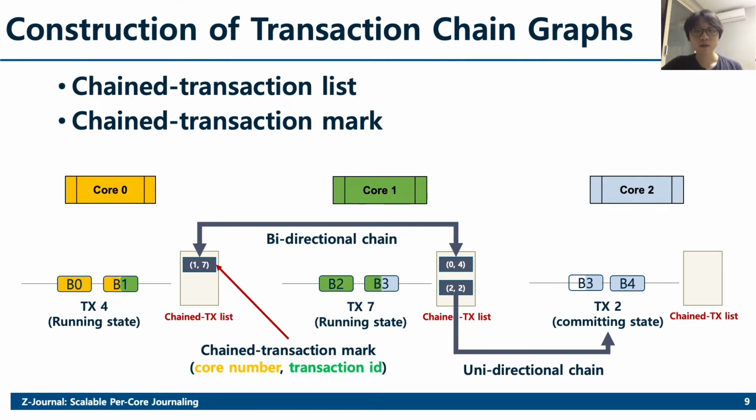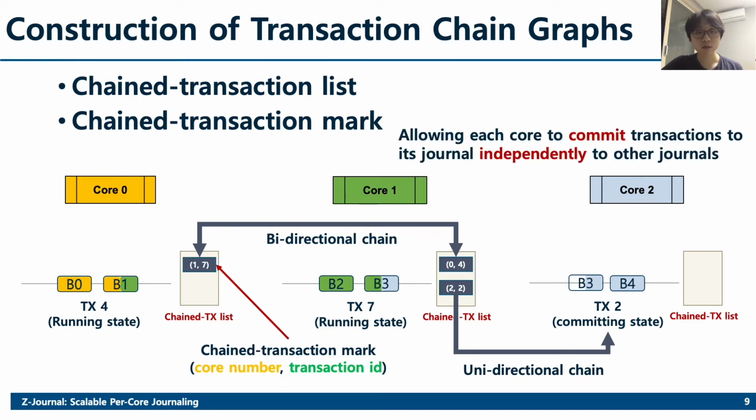The order which this graph represents does not need to be followed in the commit process. So, each core can independently commit its committing transaction regardless of other cores' activities. In addition, a chained transaction list uses a lock-free data structure so that a core can leave its transaction mark in the list of other cores' journals without acquiring a lock.